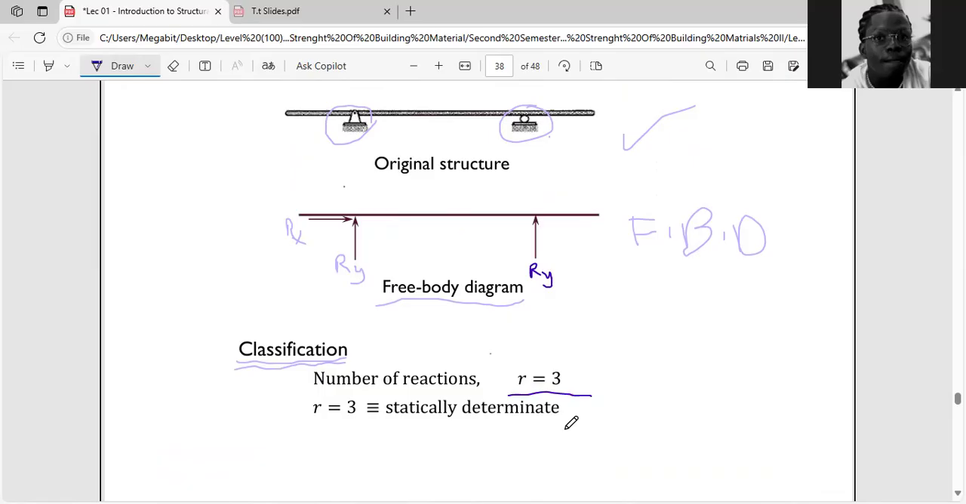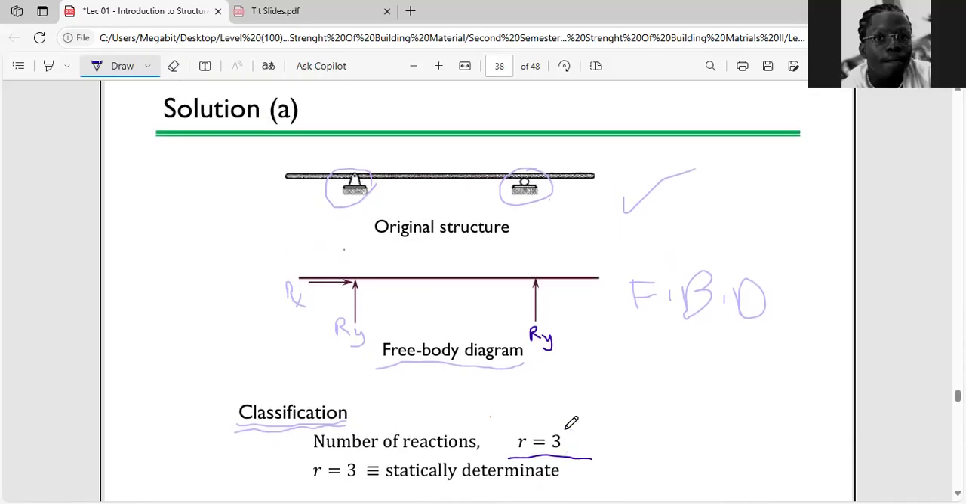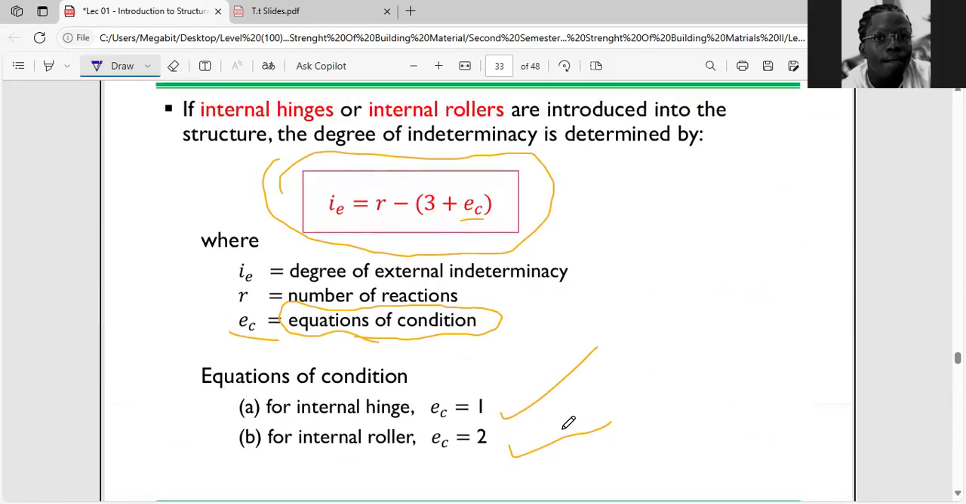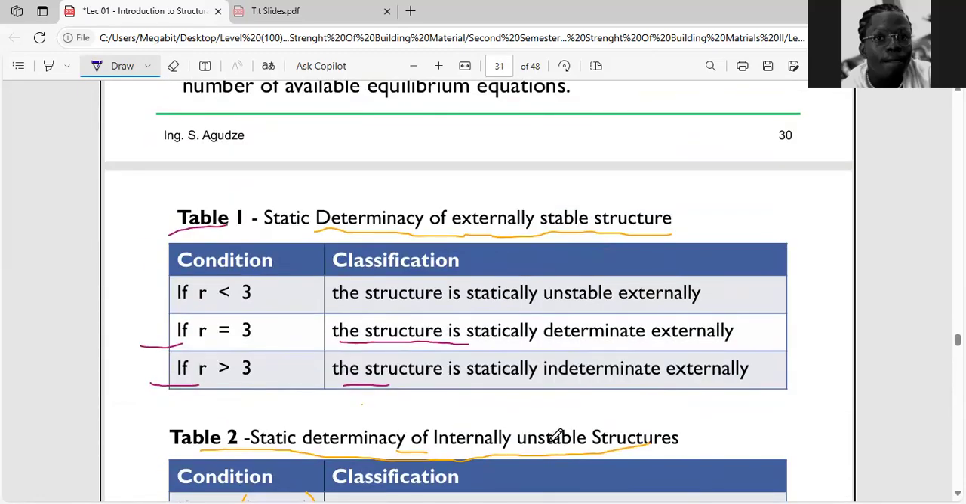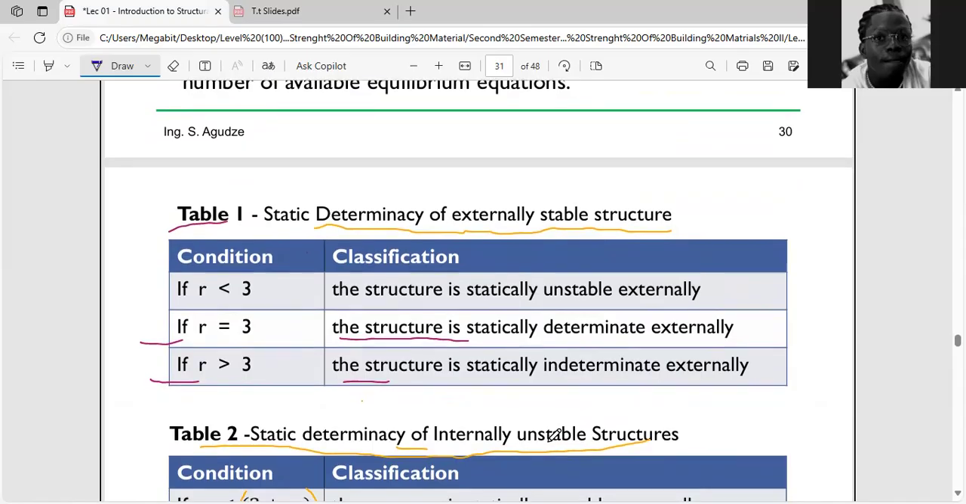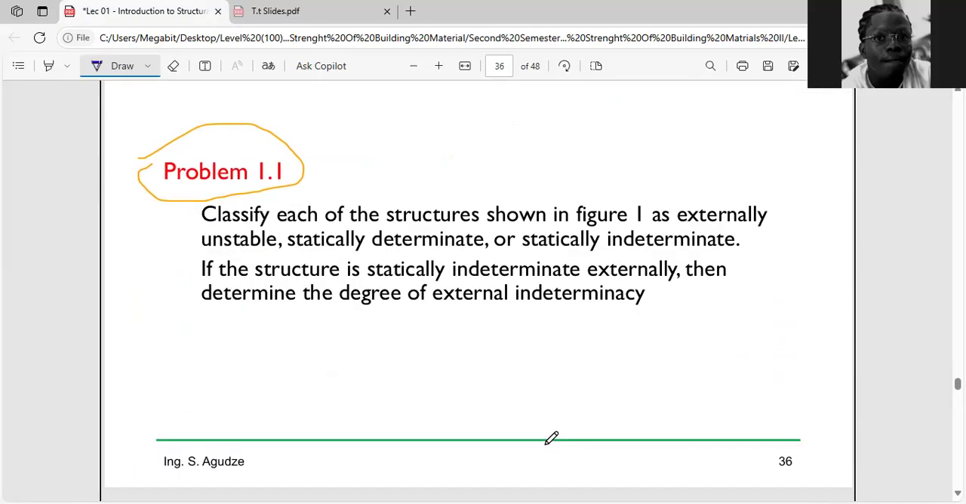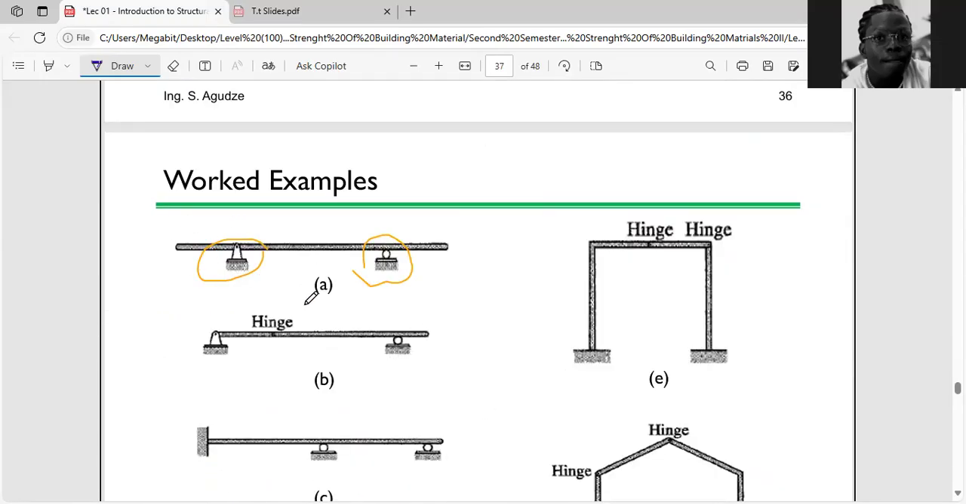Now that we know the number of reactions is equal to three, we have to classify the structure. In doing so, we have to know the number of reactions, which we have already done. If we already know the number of reactions, we can compare with the table we learned earlier. In this case, you realize that this A we are looking at does not have any EC, any equation of condition, in it.